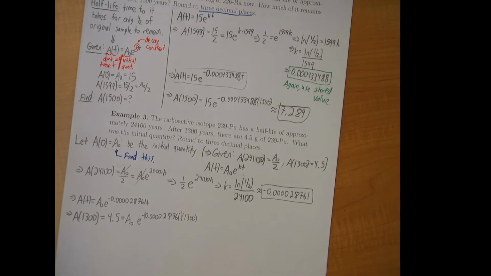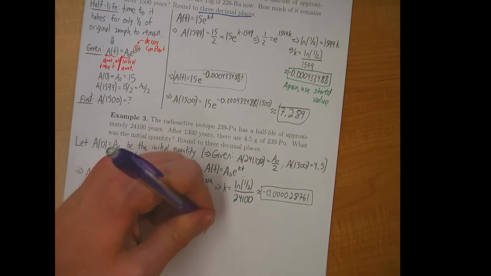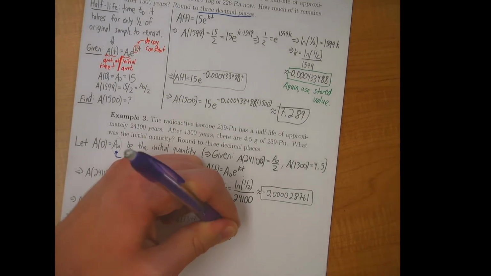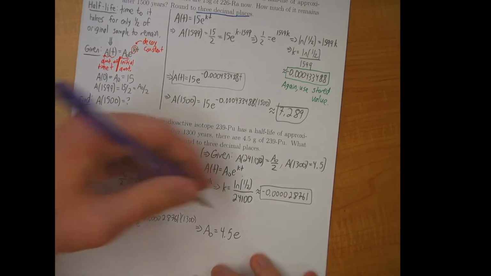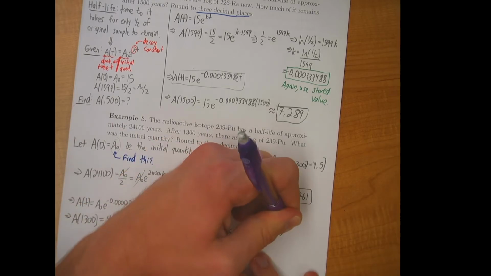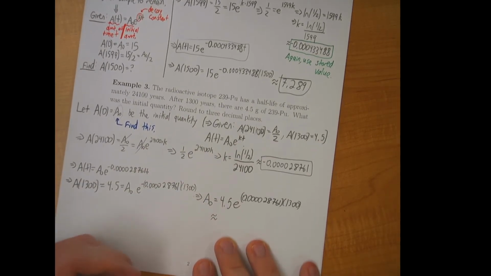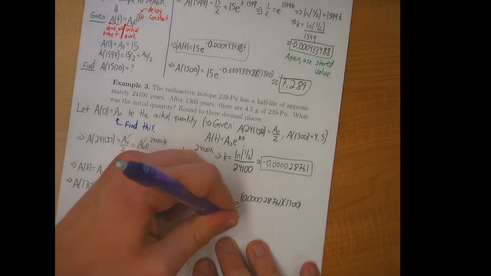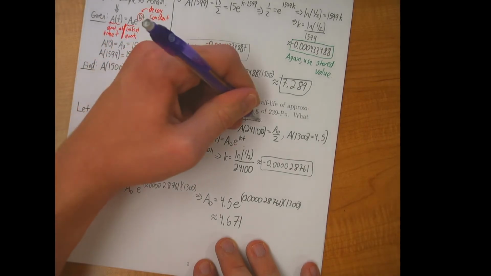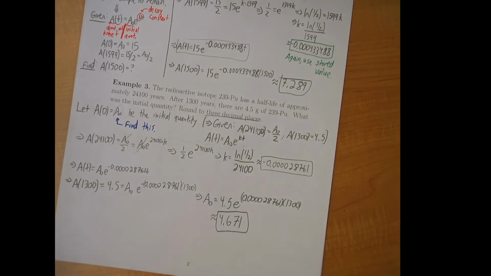Okay. So after that, we go ahead and solve for a naught using exponential properties. So a naught is then 4.5 times e to the 0.0000286761 times 1300. So this is approximately, if you plug this into a calculator, 4.671, rounded to 3 decimal places. So this is the initial amount that we started with for our isotope. So that's example 3. Now let's move on to example 4.